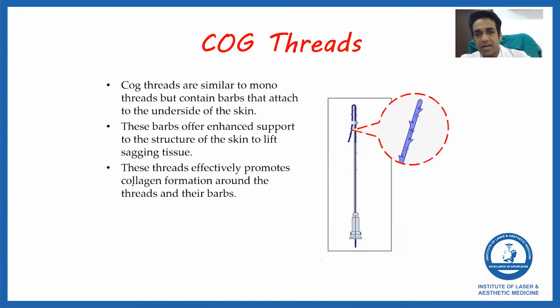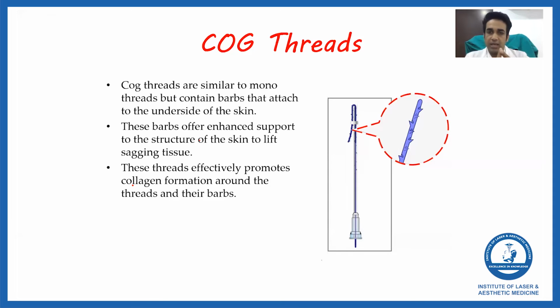Just try to understand the terminologies, because once you enter the market, anybody will ask you, are you going to use a mono thread or a cog thread? So understand, a mono thread does not have these cogs or these spurs, so to say. It does not have these spikes. And a cog thread would have these spikes.